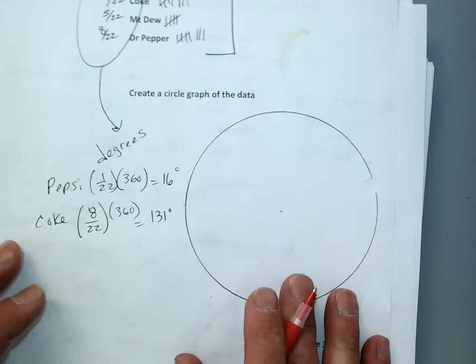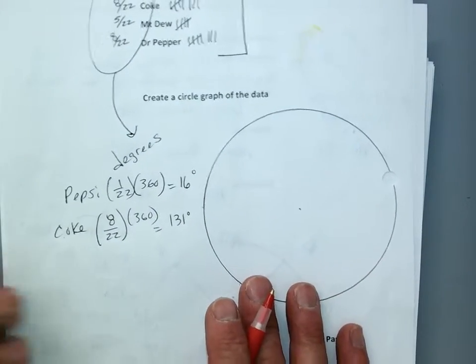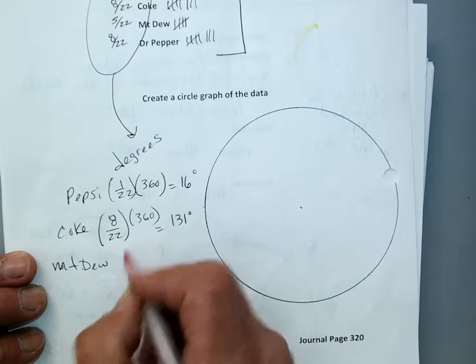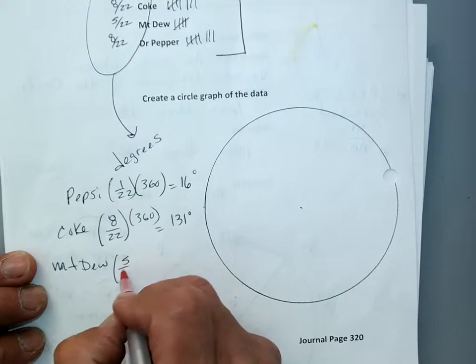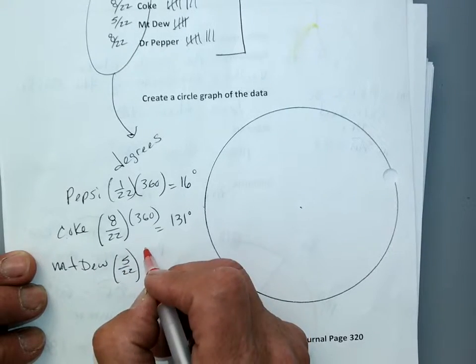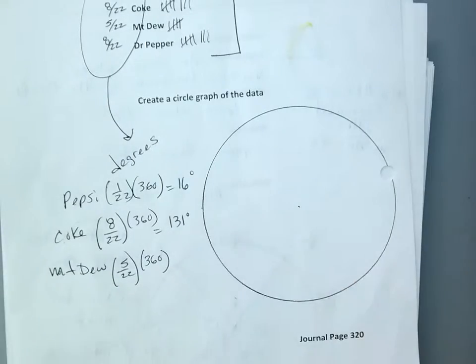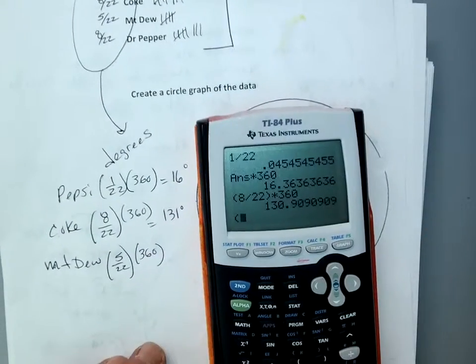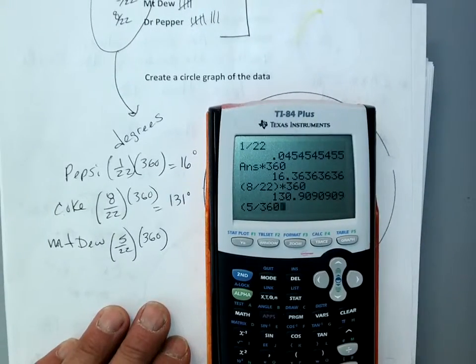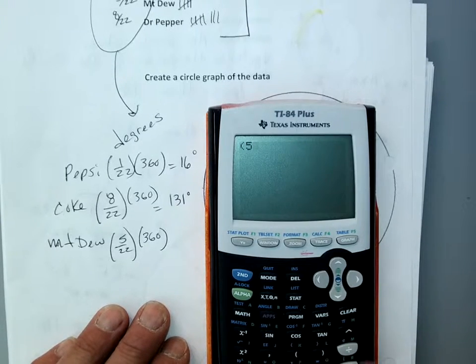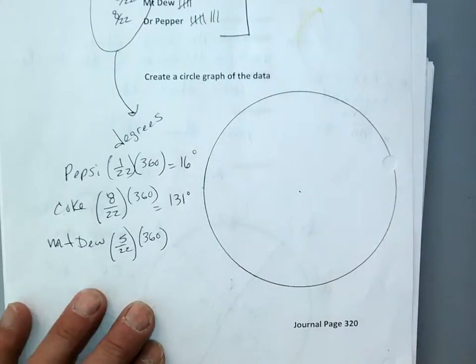Then what I need is Mountain Dew. I'll do the same thing with Mountain Dew. It's 5 out of 22 people like Mountain Dew for me. I'll multiply that by 360 because there are 360 degrees in a circle. So I can do this: 5 divided by 22 times my 360, and I got an answer of about 82 degrees.